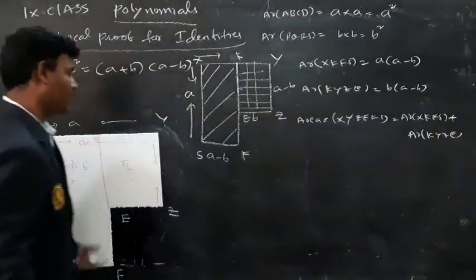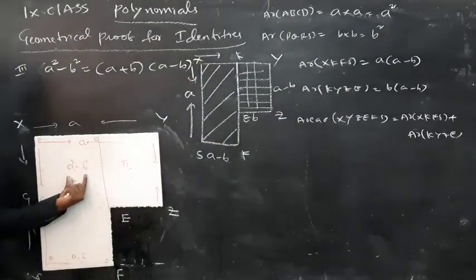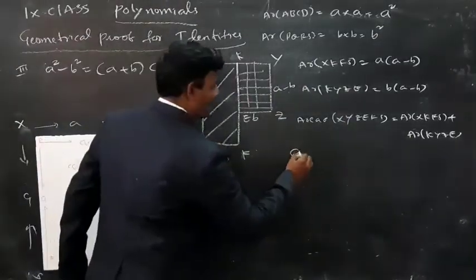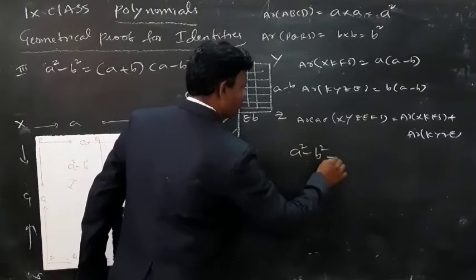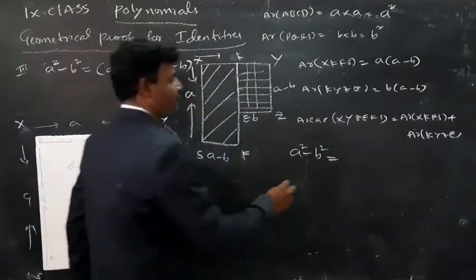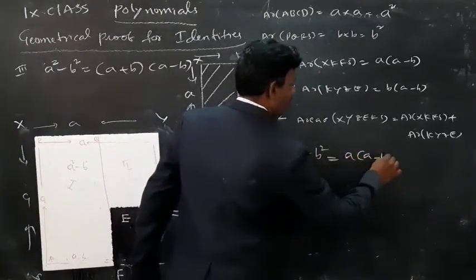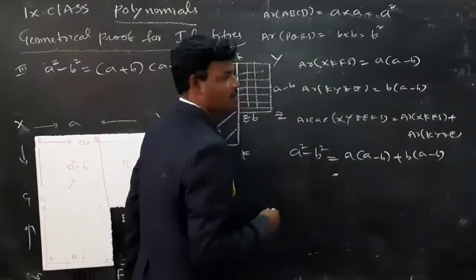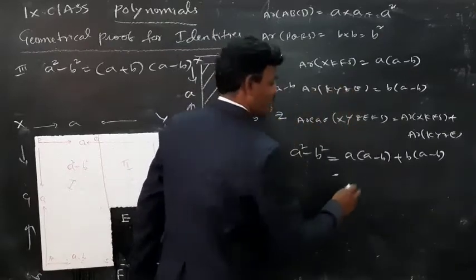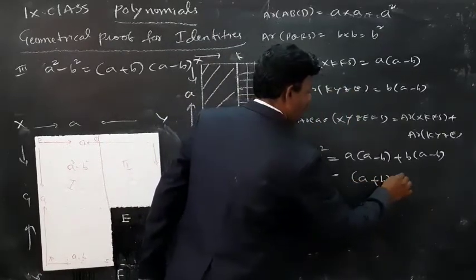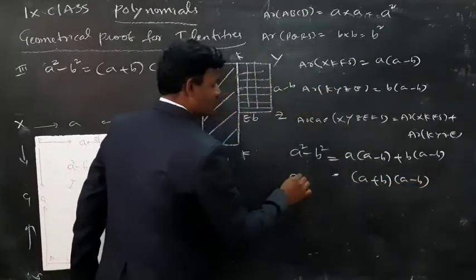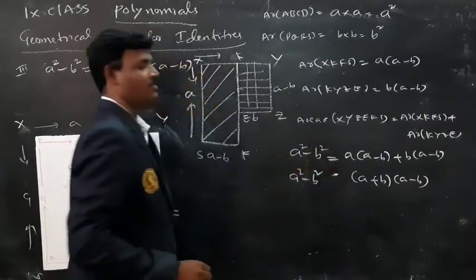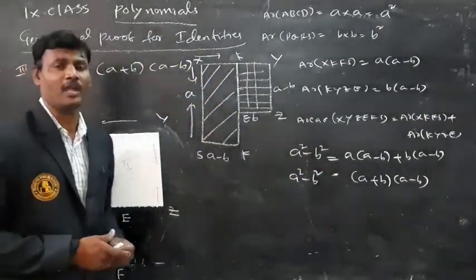From that figure, the area of the remaining part is a square minus b square. So a square minus b square is equal to a into a minus b plus b into a minus b. From both, I am taking a minus b as common. What happens here? A plus b into a minus b. So the identity a square minus b square is equal to a plus b into a minus b.